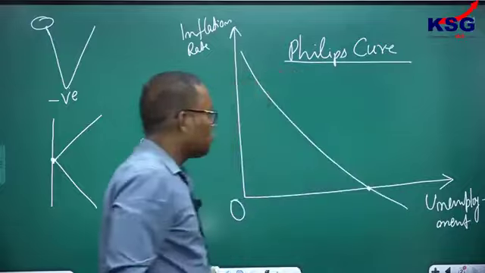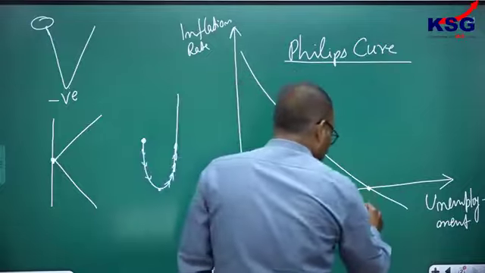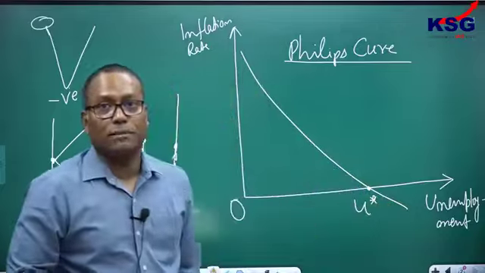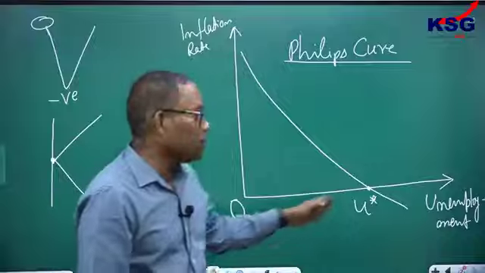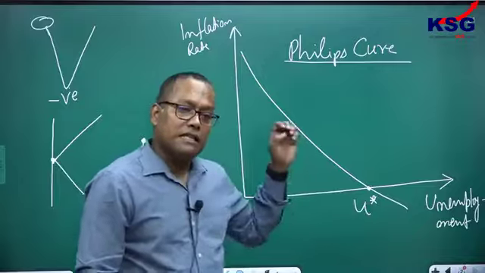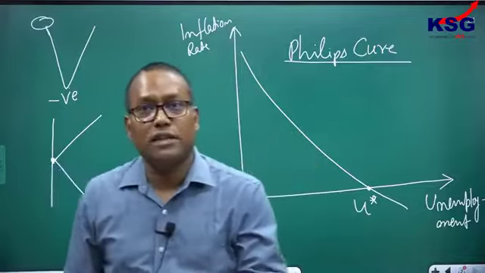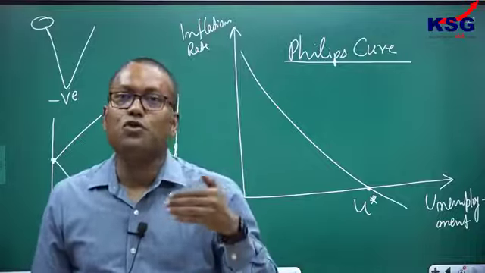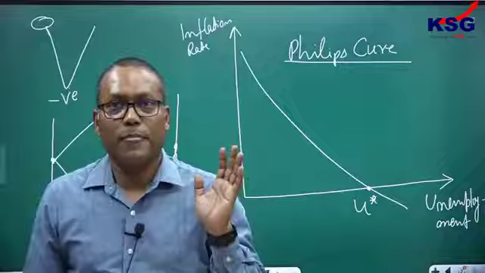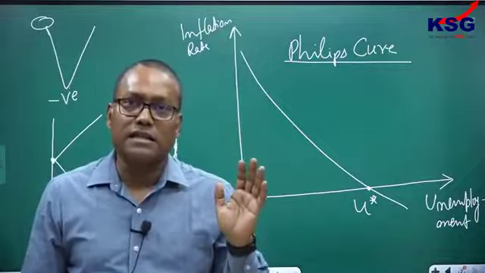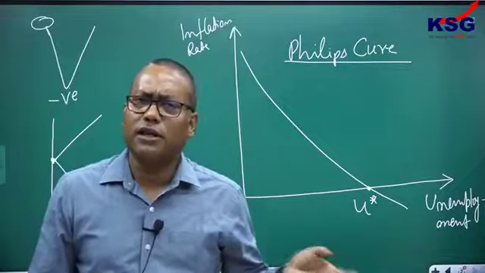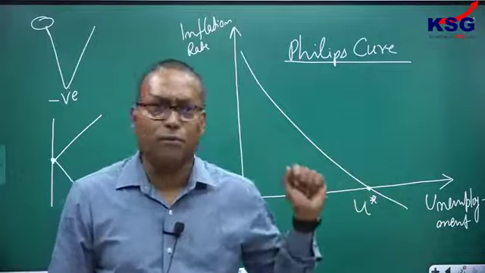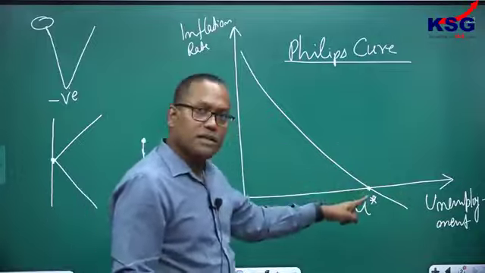So on the Phillips curve, this point is known as U star. U star is known as the natural rate of unemployment. This type of unemployment remains in the country even when the economy is at full employment. Full employment means the people who are willing to work all get a job. But there is some section of society that doesn't prefer to work. So these people are considered the natural rate of unemployment.